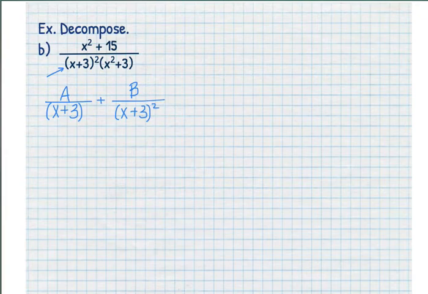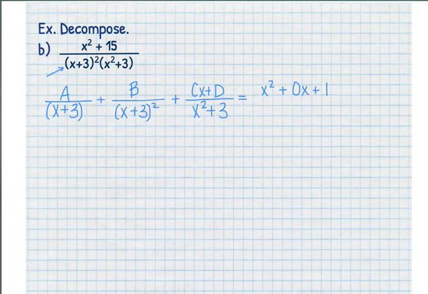x squared plus 3. Are there two numbers that can multiply to positive 3 and add to 0? No, so that's prime. So that means that we can't factor it. So x squared plus 3 is what's going to be in our denominator there. Now, since x squared plus 3 is quadratic, I need to have Cx plus D in my numerator. And we want that to be equal to x squared. And I'm going to put a 0x in there just because it helps me, plus 15.